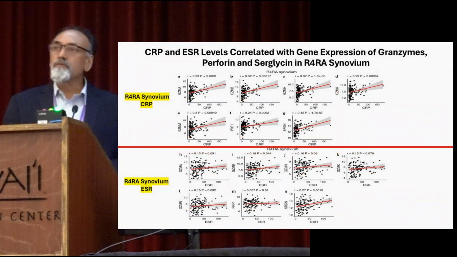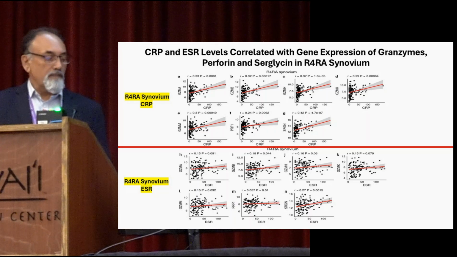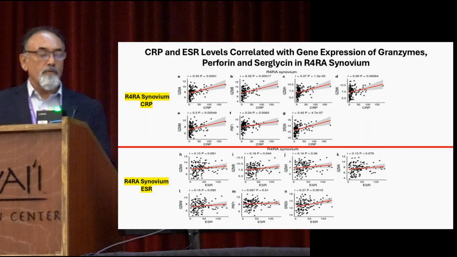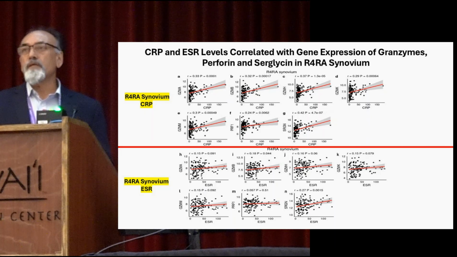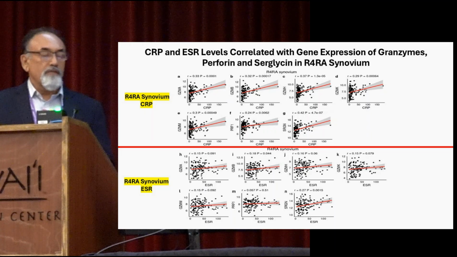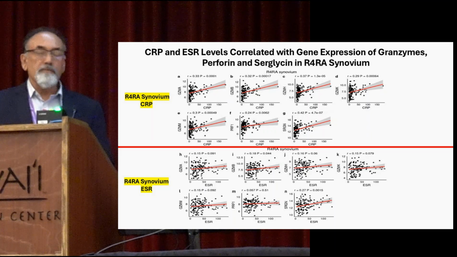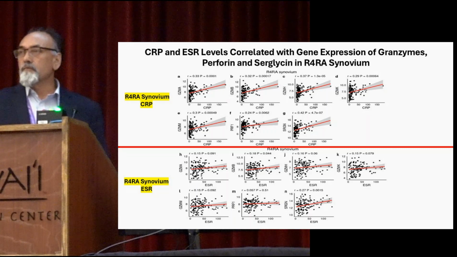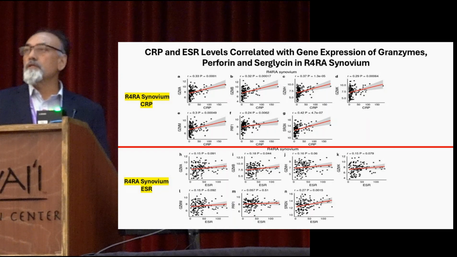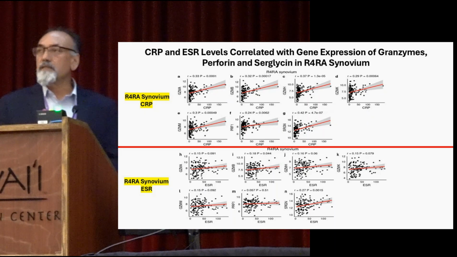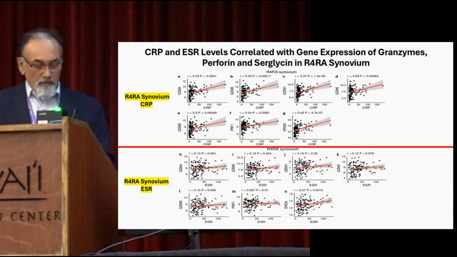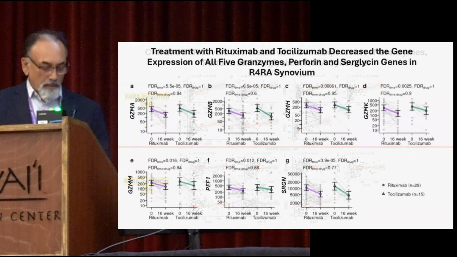Then we also looked at the absolute levels of C-reactive protein and erythrocyte sedimentation rate, because both are measures of inflammation. So here we found that in late RA there was a very strong correlation, as you can see, between C-reactive protein and all these granzymes and the perforin. On the other hand, when we looked at the ESR, which is another measure of inflammation, we do not find this correlation, although there were some, but they were not statistically significant. So these data show that C-reactive protein might be a better measure of inflammation as compared to ESR.